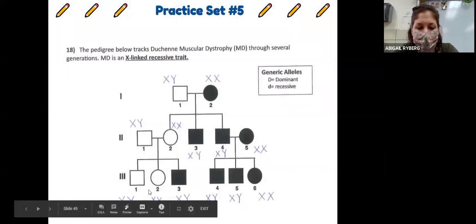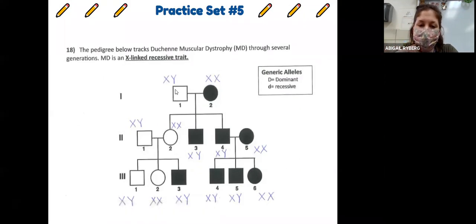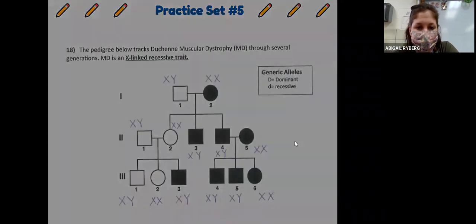So if you want to pause the video and go through right now on your pedigree and draw in every single sex chromosome. So for every male, give XY, and every female, give XX. And because it's an X-linked trait, we are only going to be attaching the alleles to the X chromosomes.